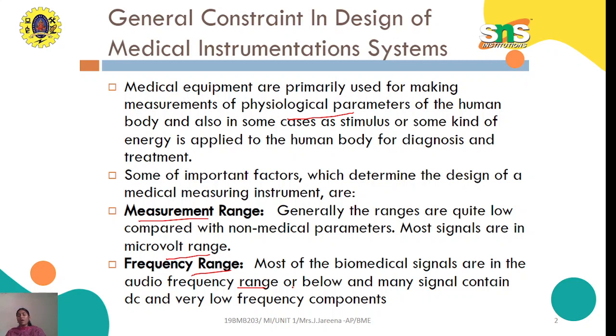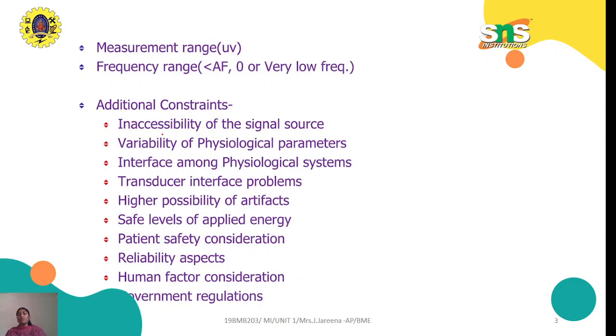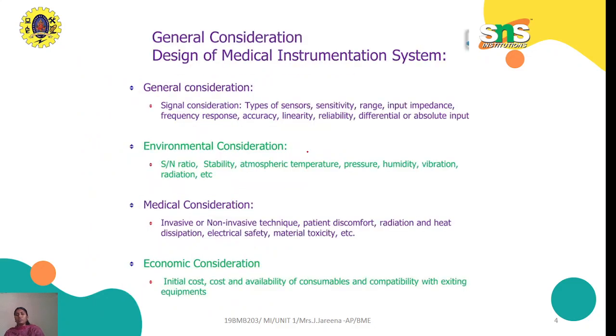These could be found as some challenges when we are dealing with this type of physiological signal. So what are the additional challenges or constraints when we are developing any biomedical devices? They are: inaccessibility of signal source, variability of physiological parameters, interference among physiological systems, transducer interference problems, higher possibility of artifacts, safe level of applied energy, patient safety considerations, reliability aspects, human factor considerations, and government regulation. Okay, so let's see each one by one.